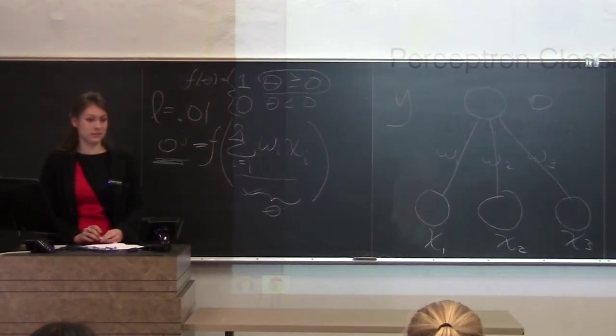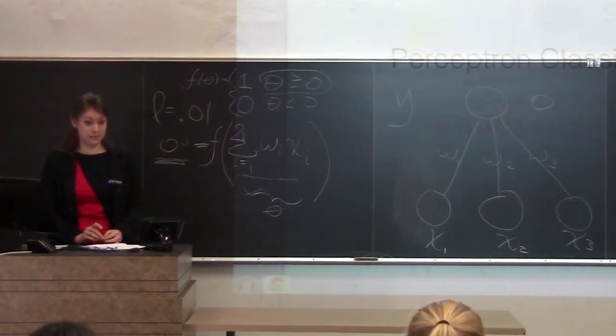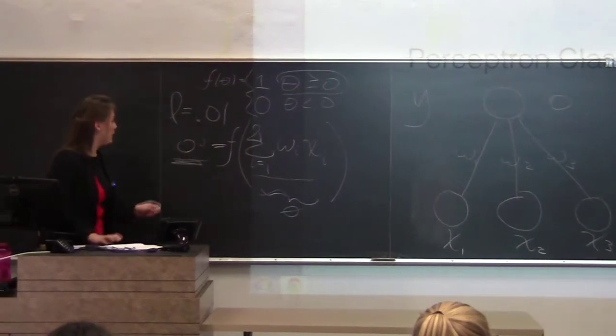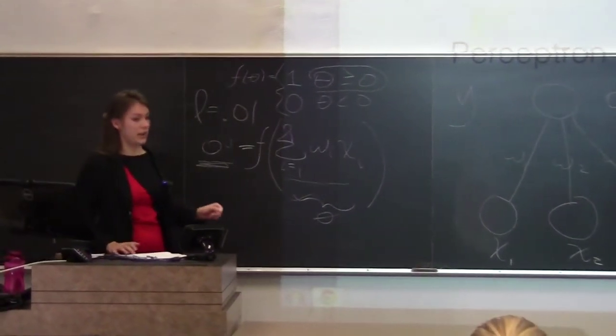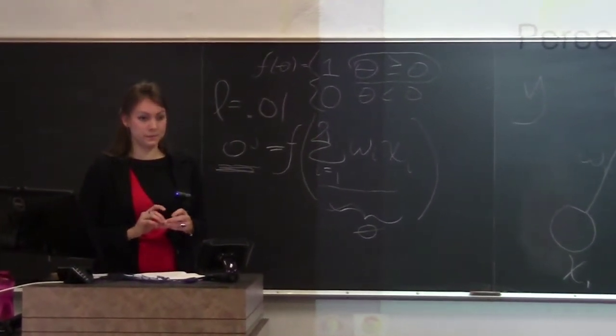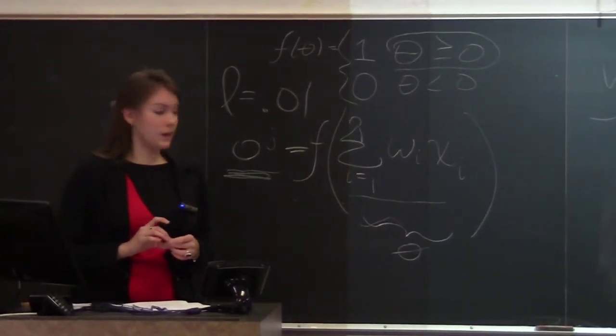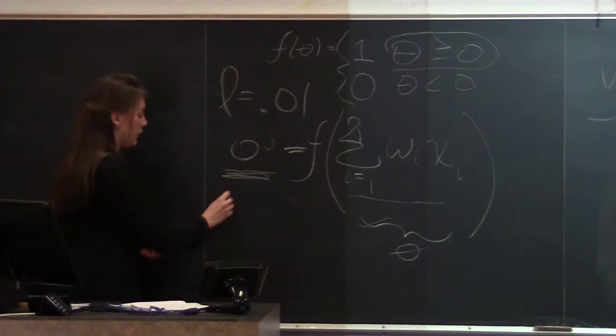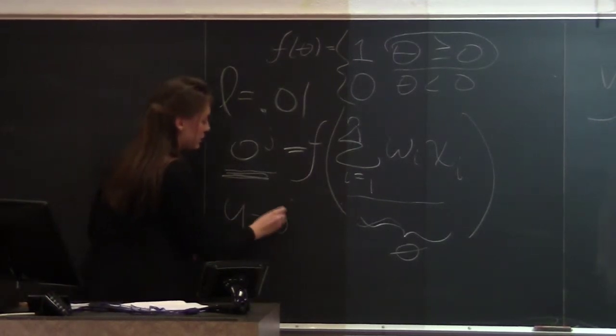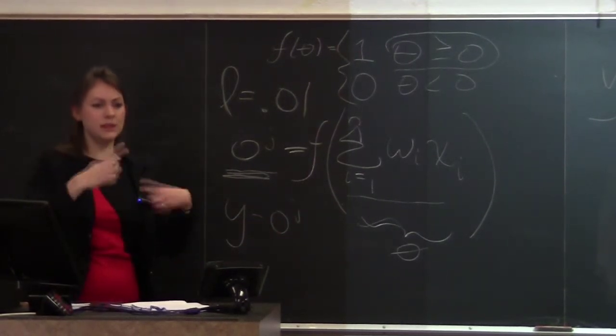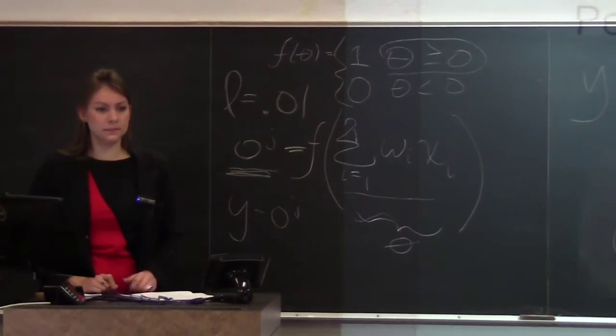What's OJ otherwise? 0, exactly. All right, so now that we have this OJ, what's next? What do we do with it? Compare it to y. So we look at y minus OJ. Does y change as we keep doing this over time?